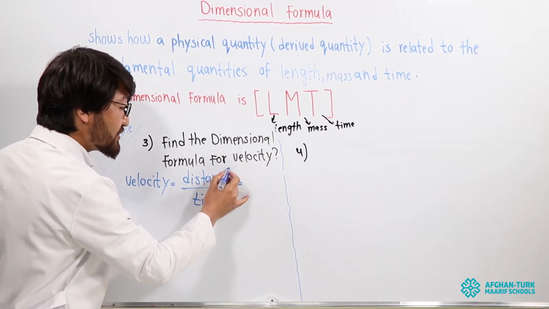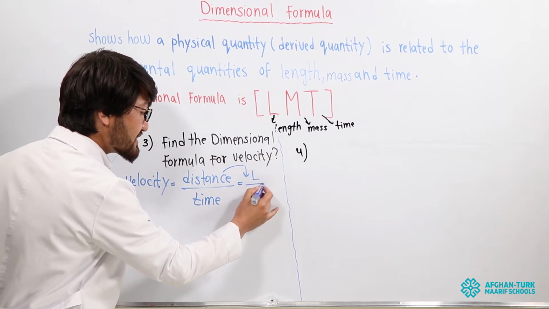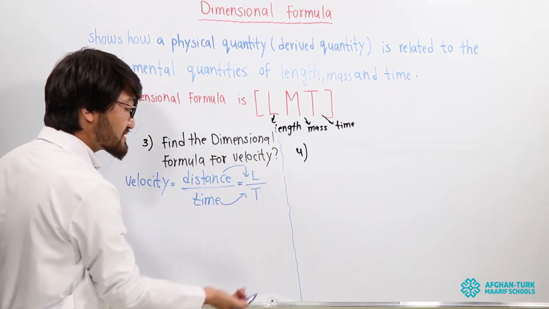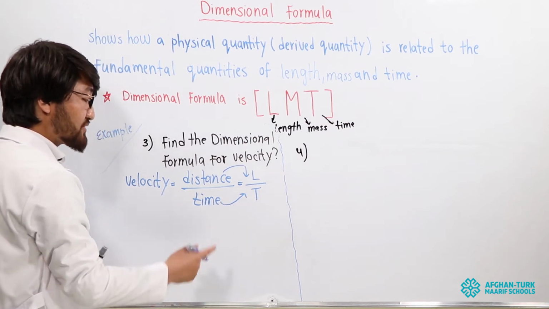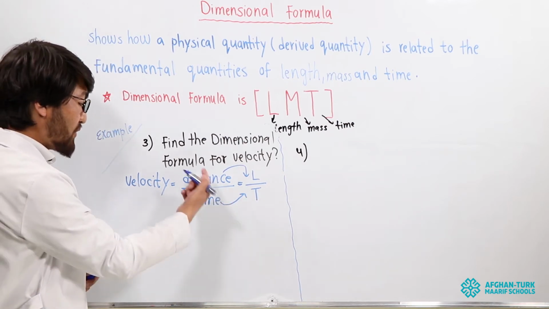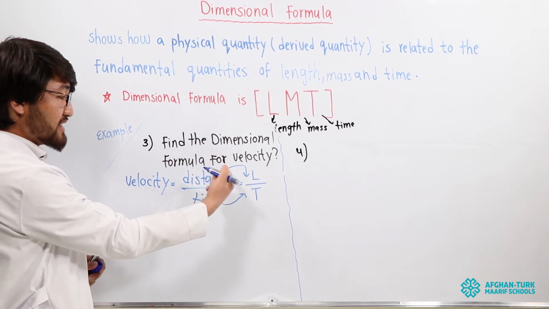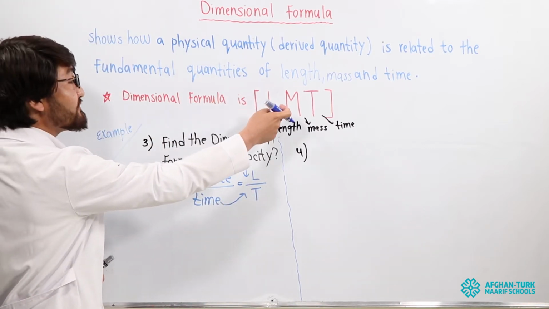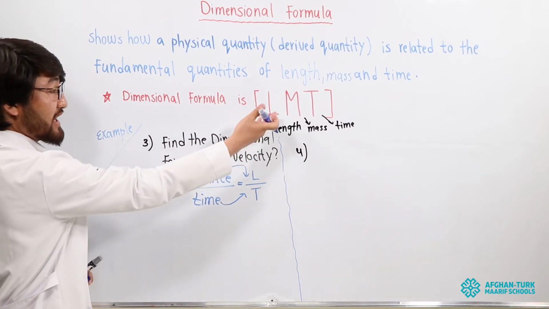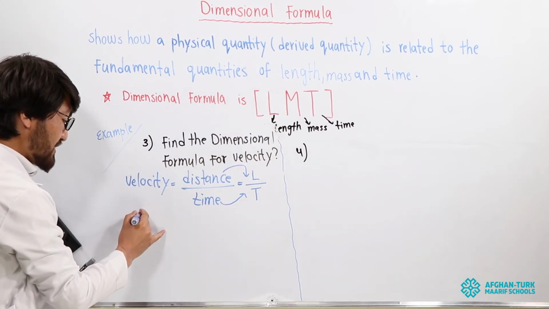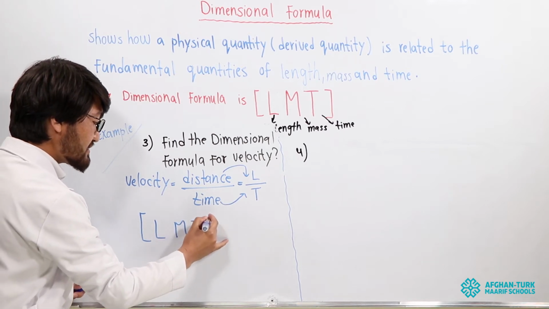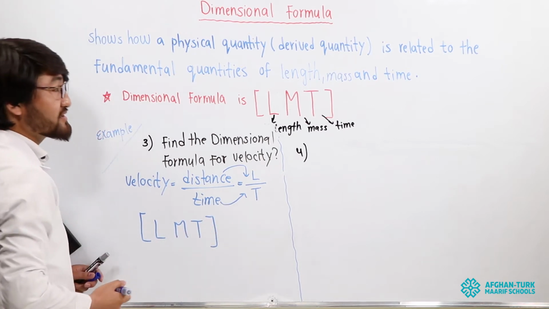Okay, here distance is length, L, and time is what? Time, the symbol we represent time by is T. What is the formula of velocity? L over T. Now I write the formula. Here we have the dimension formula: L, M, T. This is the dimensional formula.